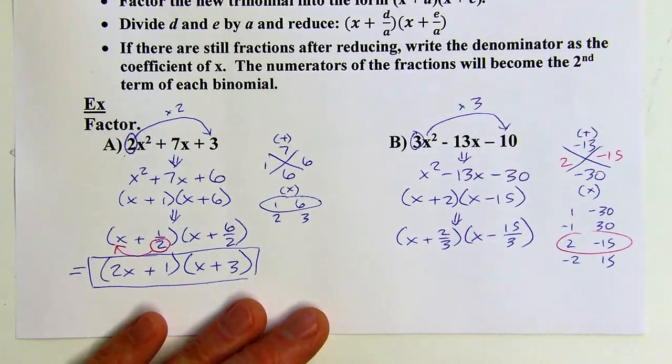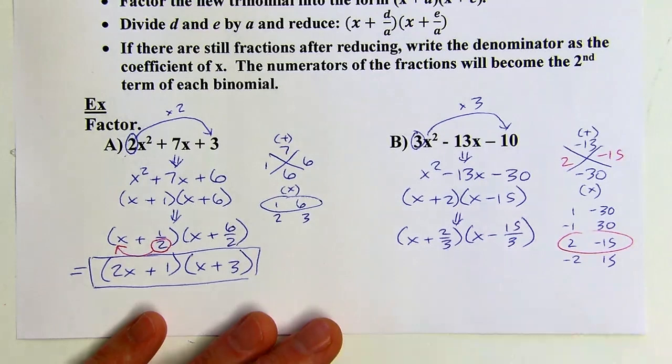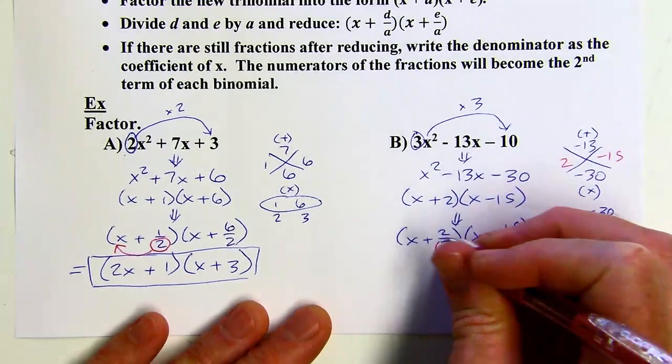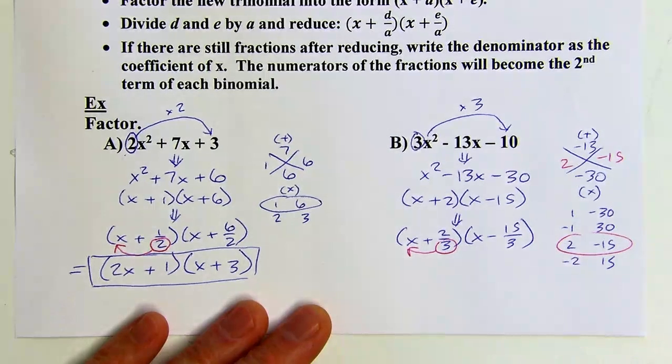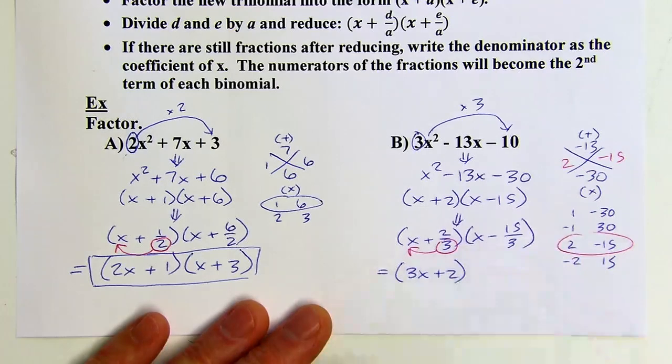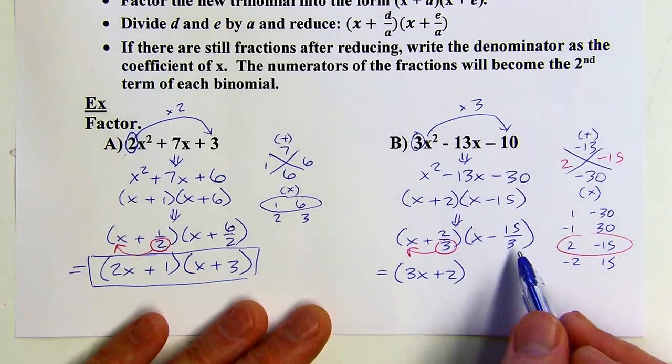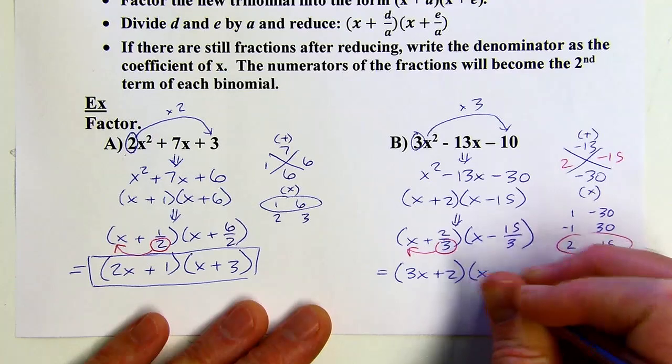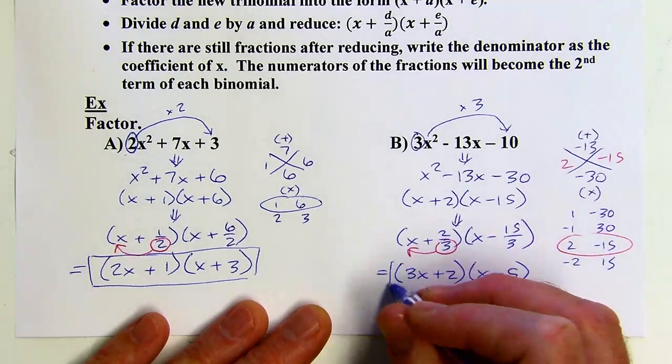Okay, and I'll reduce those as much as I can. I can't reduce 2/3. So that means I'm going to pull the 3 in front of the x. The 2 will fall to the ground, like so. 15 divided by 3 is 5, so this is going to be x minus 5. And there's my solution.